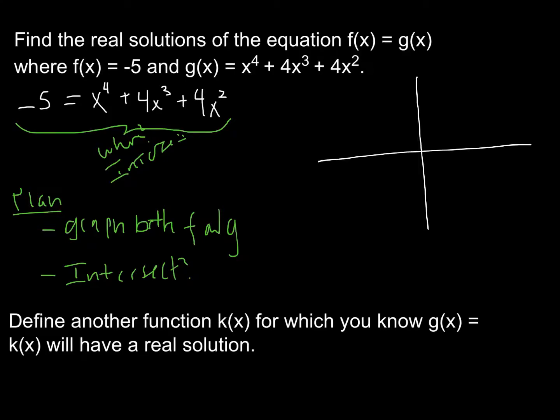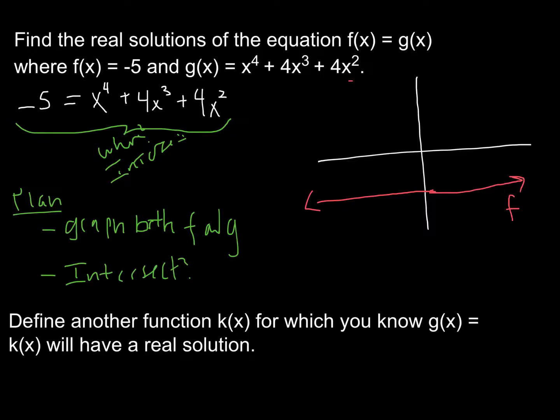Okay, so let's go ahead and create our graph. And let's start with f of x. Let's graph f of x, negative 5. Let's say that's right about there. Continues on. That's f. And g of x, we have to do a little bit of work.